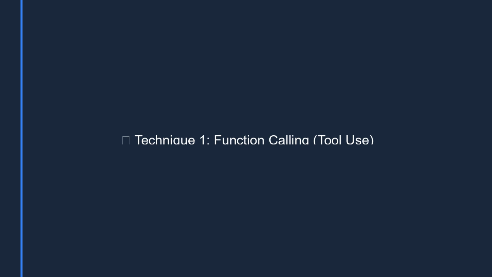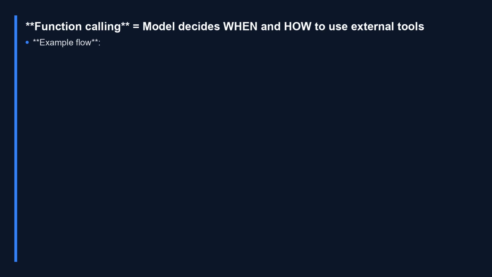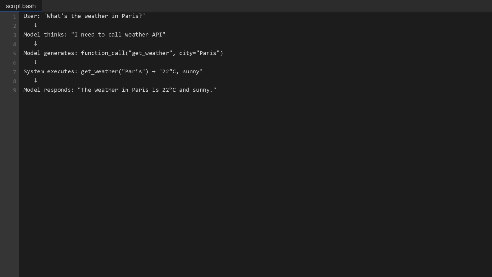Technique 1. Function calling. Tool use. Here's the core idea behind function calling. The model doesn't execute code. It decides when a tool is needed and generates a structured description of what to call and with what arguments. Your application code does the actual execution, then feeds the result back into the conversation. The model is the decision maker. Your runtime is the executor. Walk through this flow carefully because the pattern repeats everywhere.